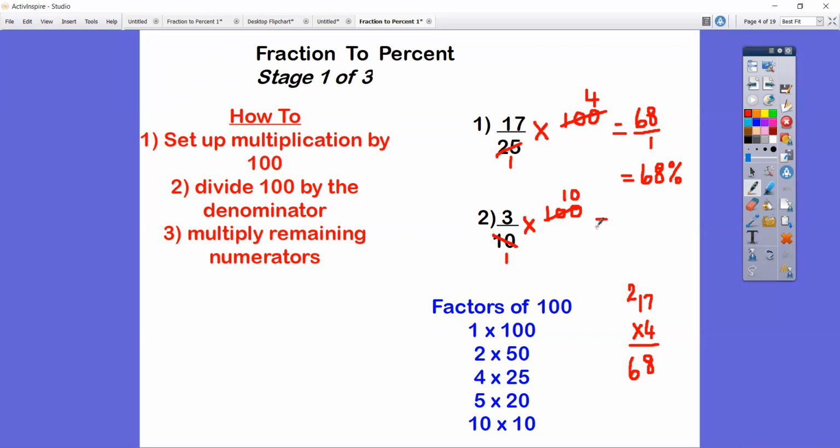And step 3, we're going to multiply the remaining numerators. So 3 times 10 is 30. And in the denominator, we just have that 1 there. I'm going to put it back. So our final answer is 30%.